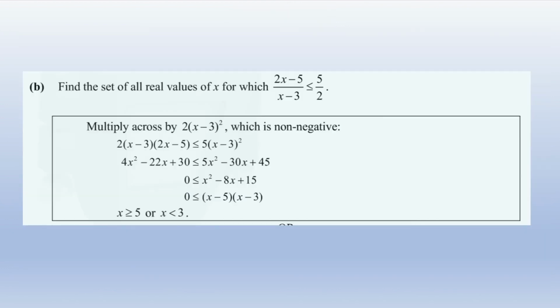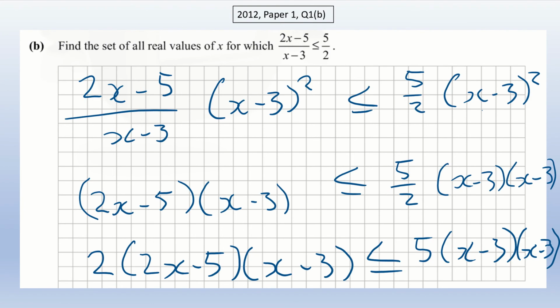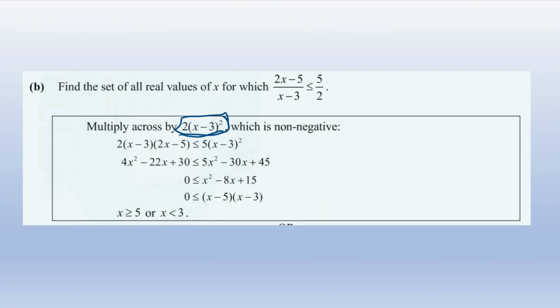So this is the marking scheme again, seeing as it was quite a while ago. There isn't an updated marking scheme with the amount of marks you're actually getting, but let's just have a look through. Multiply across by 2x minus 3 squared. So what they did here was they multiplied by x minus 3 squared, and then they multiplied by 2, but they did that all in one go. So they did sort of like 2 steps in one. I wouldn't really recommend going about doing that because you'd be very liable to make mistakes.